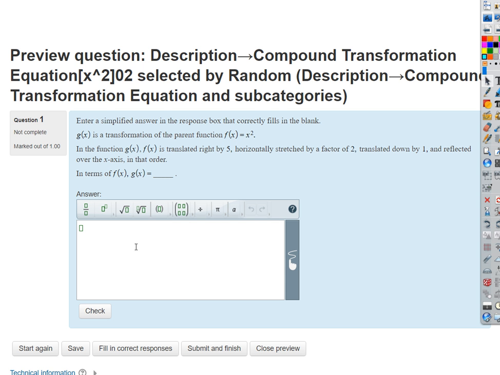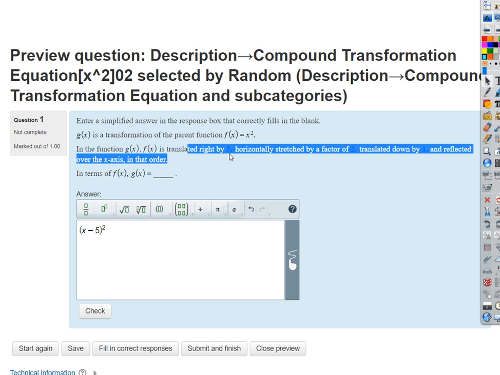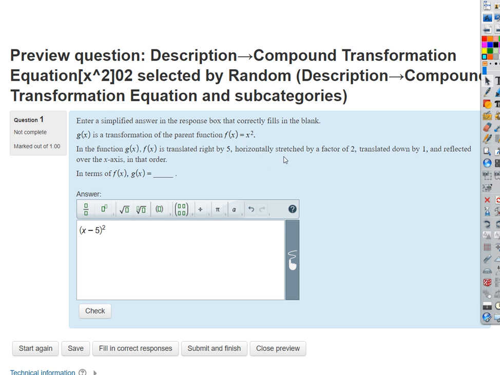So this time we've got an x squared, right? Doesn't matter that it's an x squared. Doesn't matter what the function is, we're just going to do this stuff to it. So how do I translate right by 5? Subtract 5. Okay, and I'm going to have to put this whole thing in parentheses then, aren't I? Yeah. So I've got the quantity x minus 5 squared. So we took care of this part, right? We translated right.